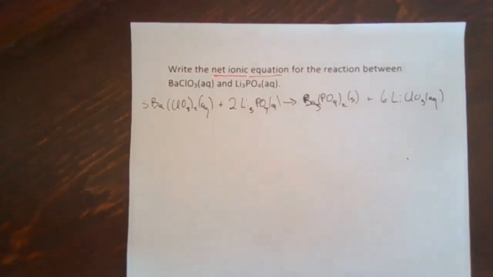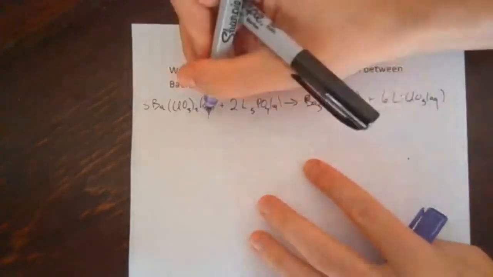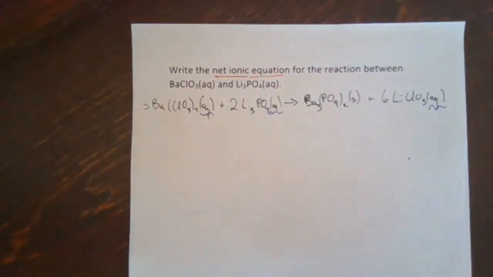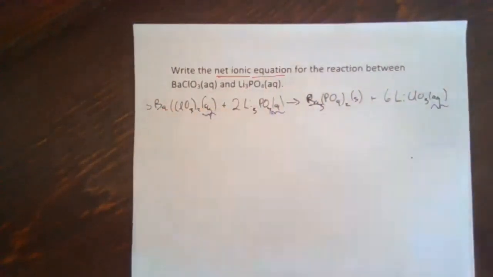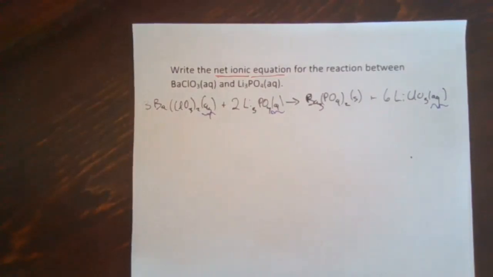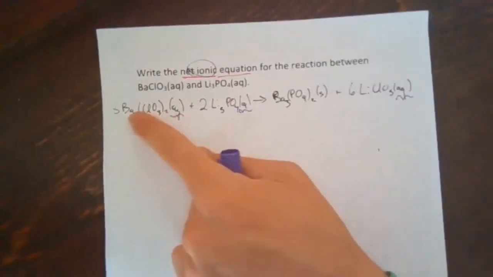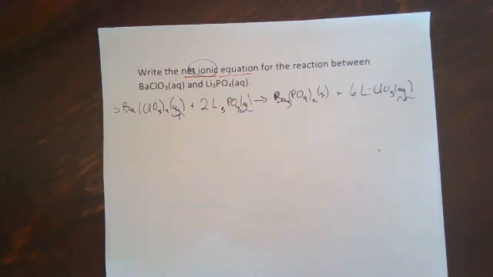When we want to get the net ionic, what we want to key in on is everywhere that is aqueous. We can see that these are aqueous ionic compounds. That means the ionic compound is dissolved in water, but what that really means is that the ions are separate from each other. So net ionic means we don't describe our ionic compounds as full compounds. We want to describe the individual ions.